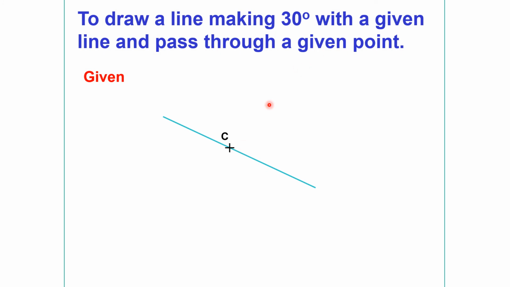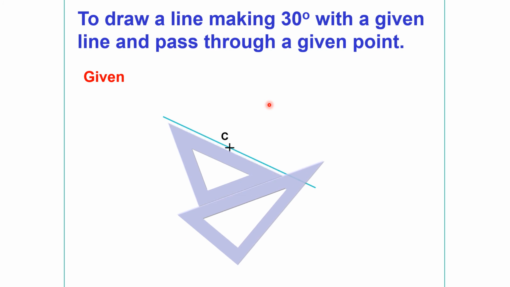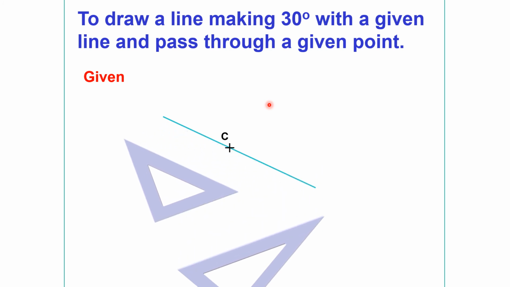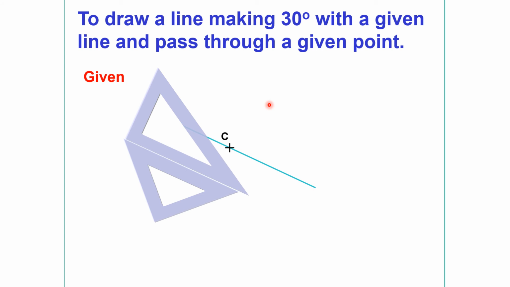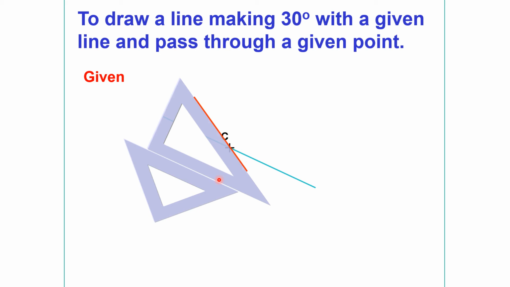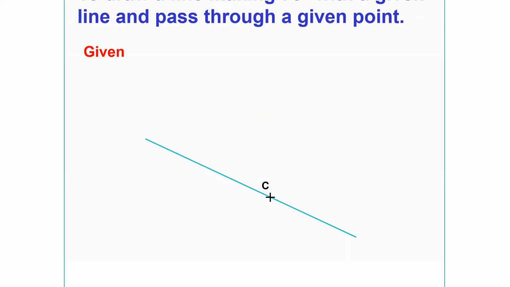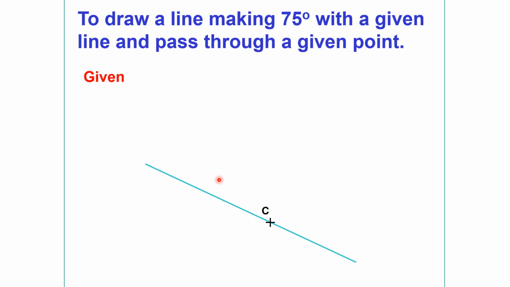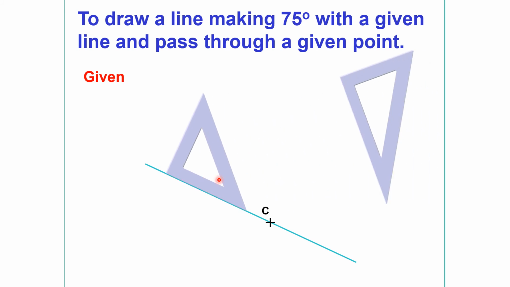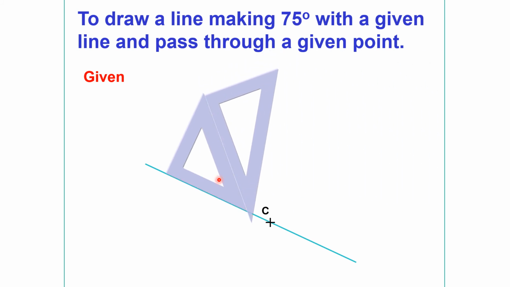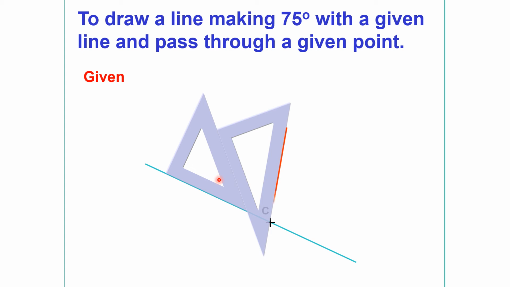Now the 30 degree line, that is again too simple. Okay, just make the platform, draw a line; that is the 30 degree line. Now 75 degree: place 30 and 45, make a platform. Okay, here, that is the 75 degree line.